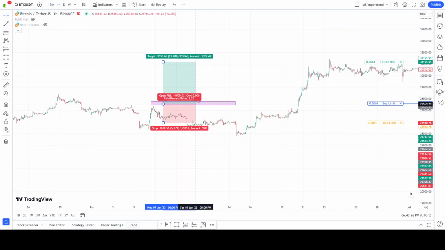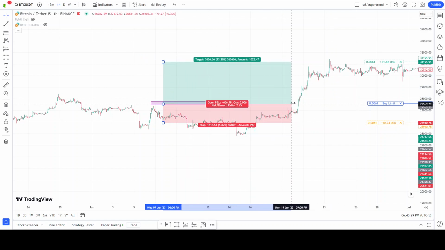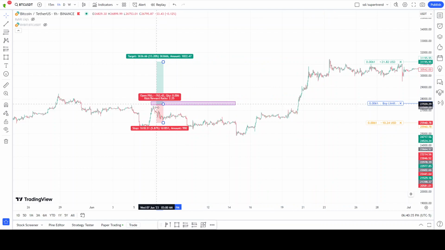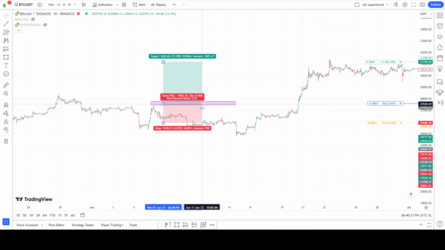It's not a trade, it's not a trade, it's not a trade, bam, now it's a trade. And it's a trade in profit. Whereas if it limit ordered, boom, we're out right there. So that's the difference of plus 2 R's or minus 1 R.